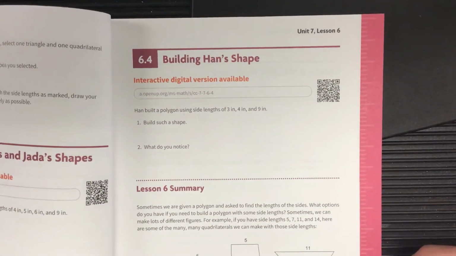Okay, last one I want you to try to build. Number 4. Han is building a polygon using 3, 4, and 9. Wait, what's a polygon? Any shape.